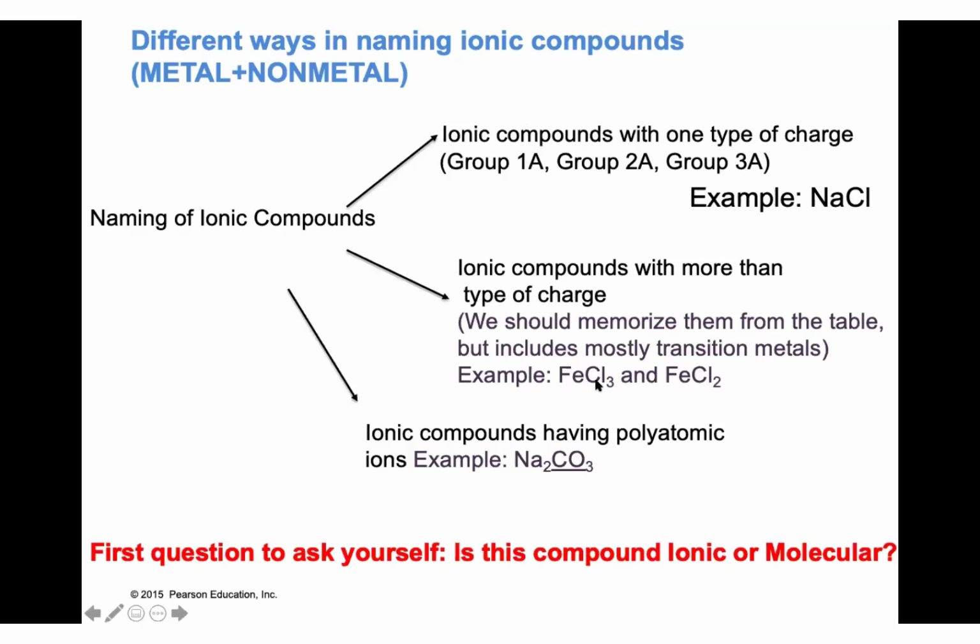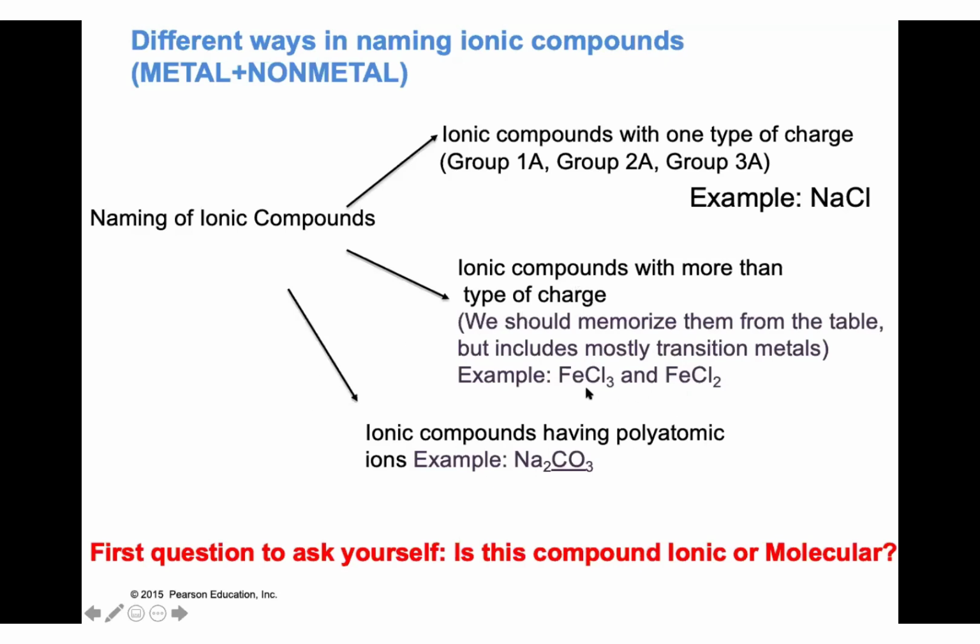Next, ionic compounds with more than one type of charge. The example is iron. Iron can be FeCl3 or FeCl2. If you remember the cross rule, we know that the subscript of chlorine is the charge of iron. So here the charge of iron is 2 plus, and here the charge of iron is 3 plus. So we have two different charges for iron, and we want to know how we can name this. Usually this happens in the transition metals.